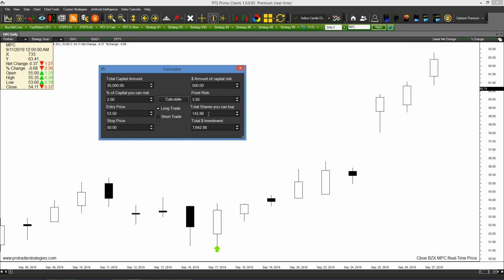All right, let's say that you had a $5,000 account and you wanted to still do the same parameters. You would click calculate. You're risking 2%. Entry price 53.5, stop 50. Just hit calculate. This is a long trade. And now you can only purchase 28 or 30 shares. You still have enough money. You're only risking $1,500 and you have $5,000 to work with, so that's fine.